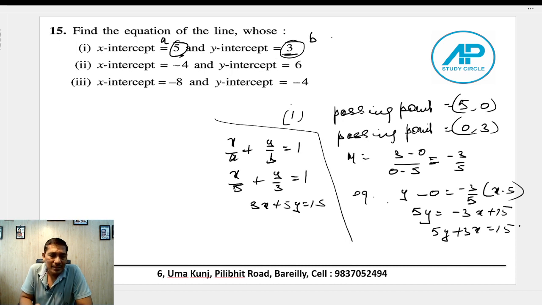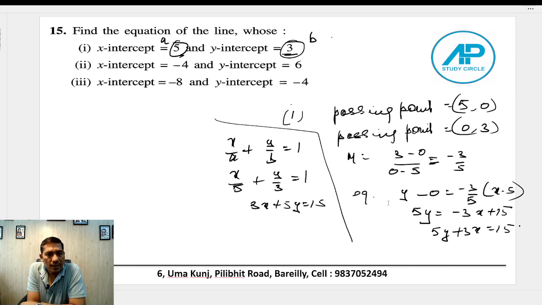This depends upon you how you are solving the question. You can use directly the intercept form of a straight line, x by a plus y upon b equals to 1, or you can use the other procedure. You can find points, find slope, and then the equation. It depends upon you किसको आप कैसे करते हैं. I hope I'm clear to you everybody.